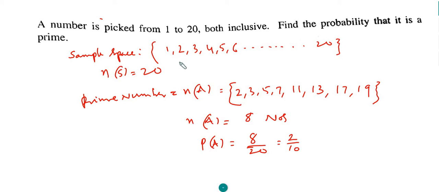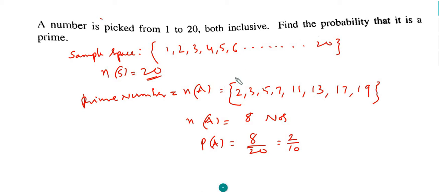Sample space: the total number of tickets is 20, 1, 2, 3, 4, 5, 6, 7, 8, all 20 numbers are written. That means the total sample space is 20 numbers. Now he is picking one and asking what is the probability that it's a prime number. Out of these 20, how many prime numbers are there?